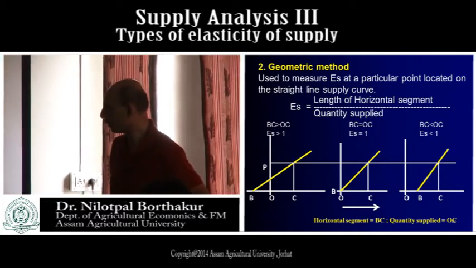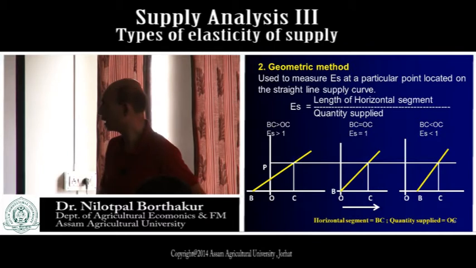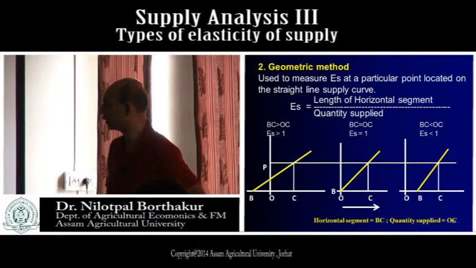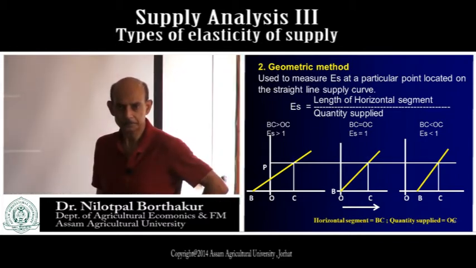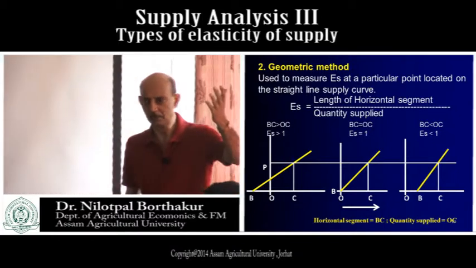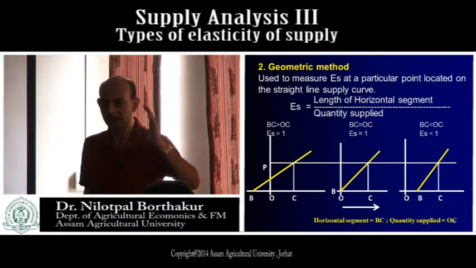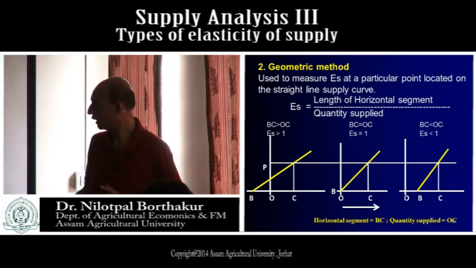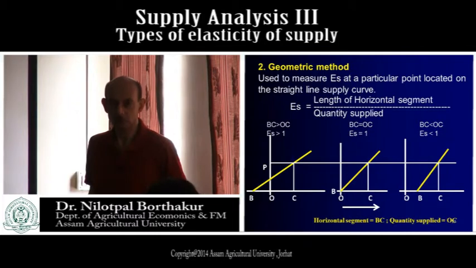In this case, the supply curve originates from 0. And if we estimate the length of the horizontal segment as well as the quantity supplied, we find that these two are equal. BC and OC are equal. And in this case, we find elasticity is equal to 1. In the earlier case also, we found that when the elasticity is unity, the supply curve originates from the origin. And in this method also we find the same thing. If the supply curve originates from 0, elasticity is equal to 1.